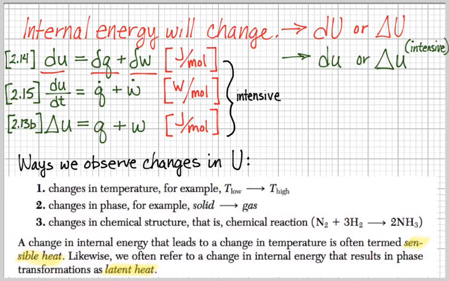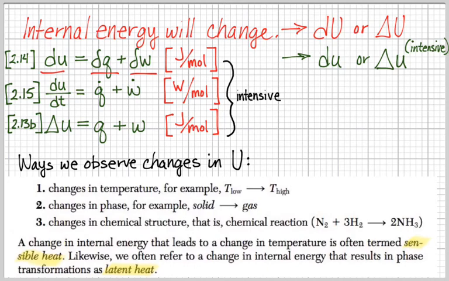So there we have it. Three ways to change the internal energy of a system: change the temperature, change the phase inside of the system, or have a chemical reaction inside of the system, right? The cool thing here is that each one of these has a relative, specific thermodynamic term. Change in temperature is called sensible heat. That's heat, again, energy crossing the boundary. Sensible heat is energy crossing the boundary that causes temperature to rise or decrease in a system.